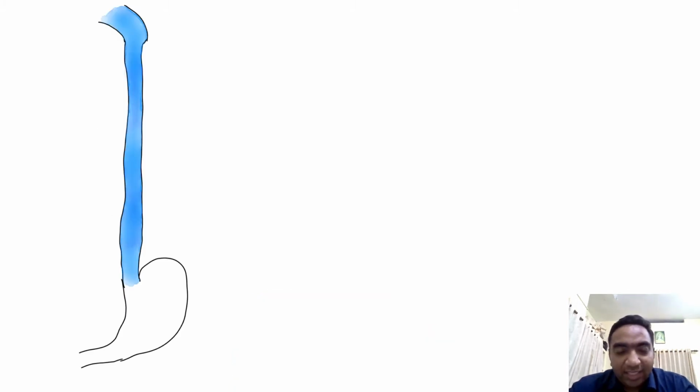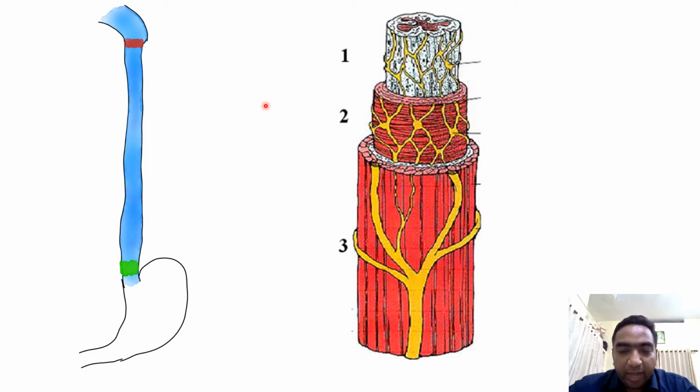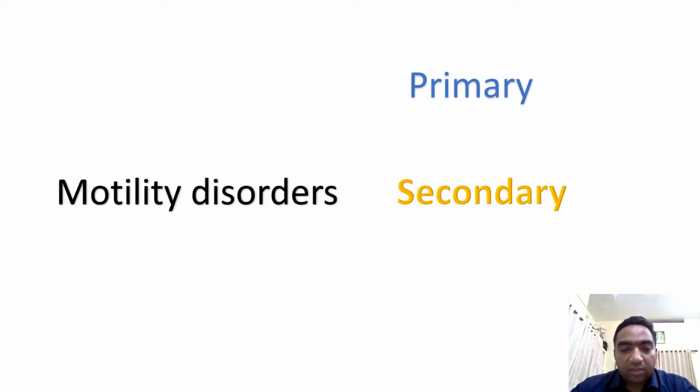So, the functional anatomy of the esophagus. We have the upper esophageal sphincter, the lower esophageal sphincter, and in the body of the esophagus, there will be an inner circular layer and an outer longitudinal layer. Motility disorders of the esophagus can be classified as primary motility disorders and secondary motility disorders.